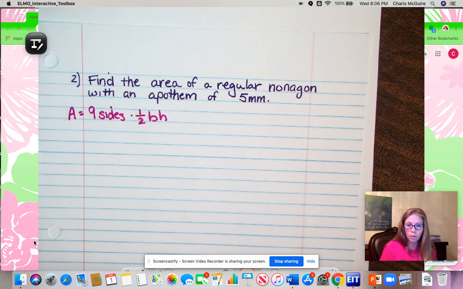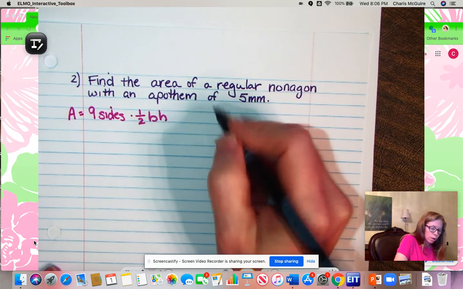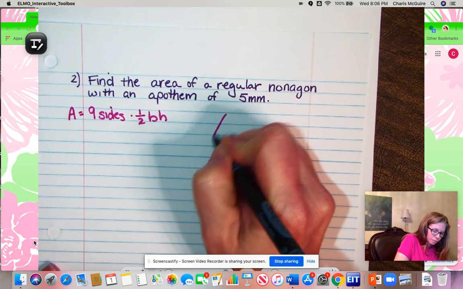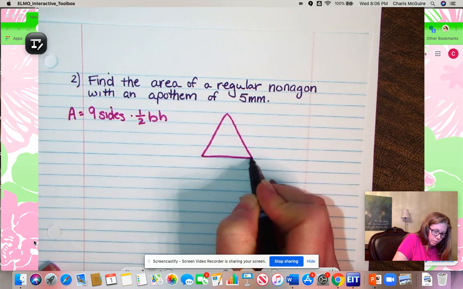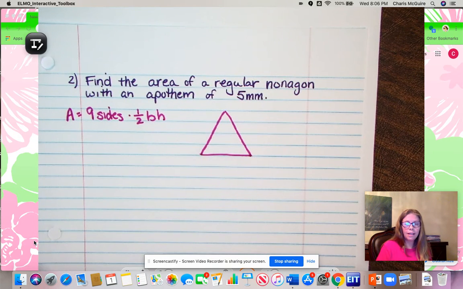Now, here's what I want you to do. You're going to draw the triangle, and you're going to find that central angle, and you're going to find as much as you can about the area. So I want you to pause me and do your due diligence to try to find the area of this nonagon by yourself. All right, let's see how you did finding the area of the nonagon.